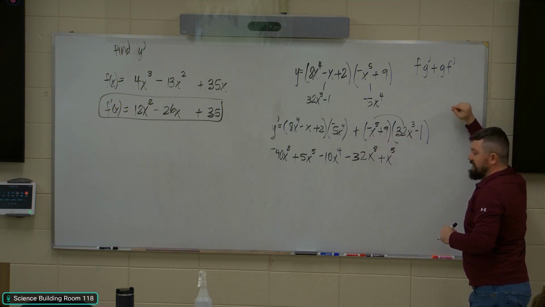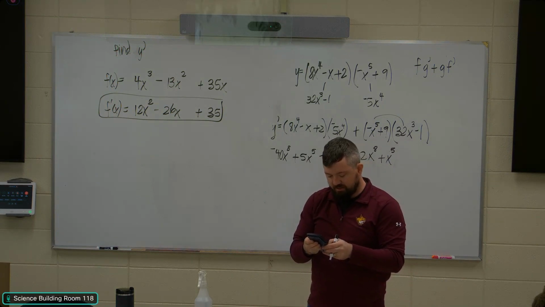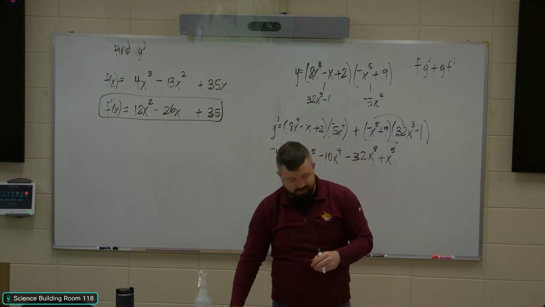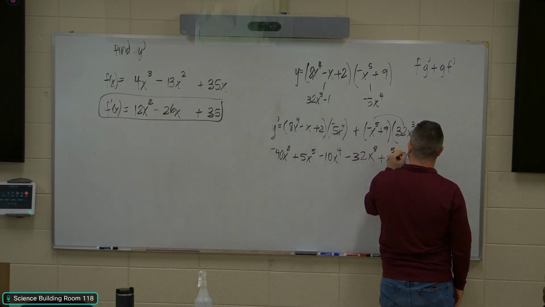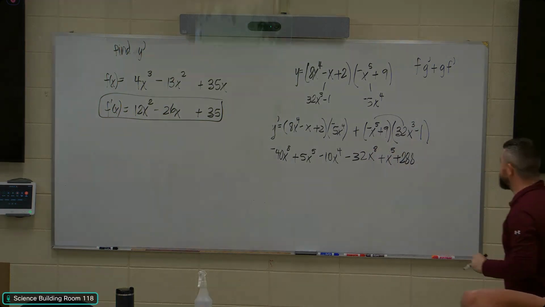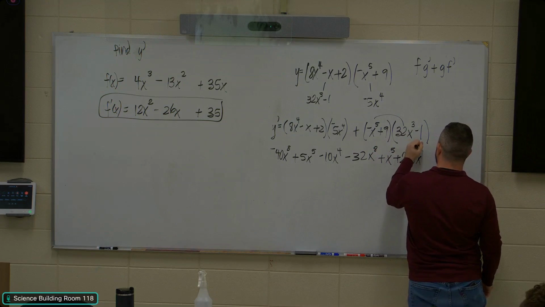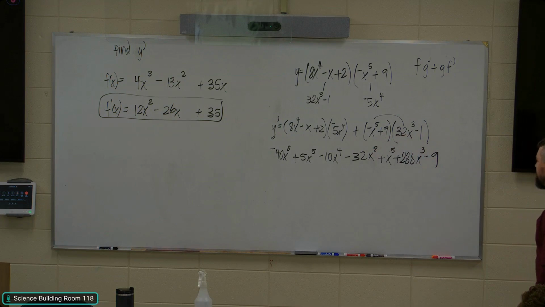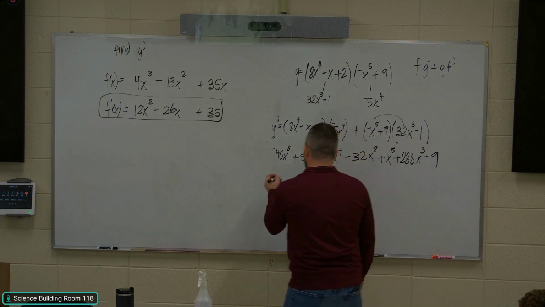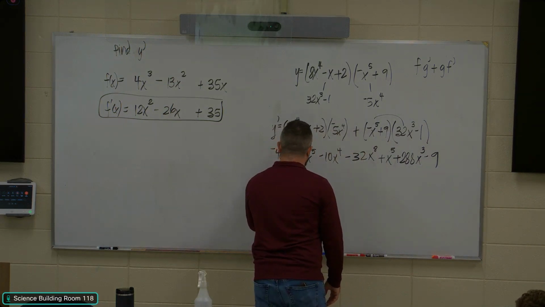Now we will distribute the 9. I have no idea what 9 times 32 is. 288. Please don't be sarcastic. I'm just kidding, 288. So 288x cubed, and then 9 times negative 1 is negative 9. From here, like terms: I see the negative 40 and the negative 32. That will give me negative 72, right? Yeah, x to the eighth.